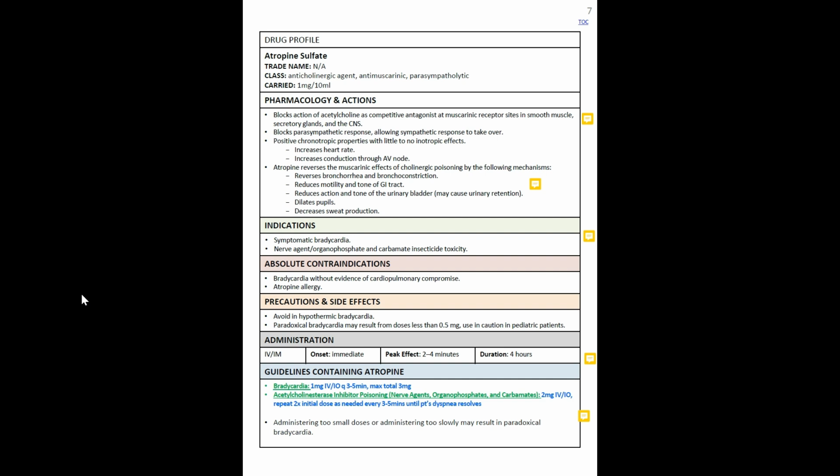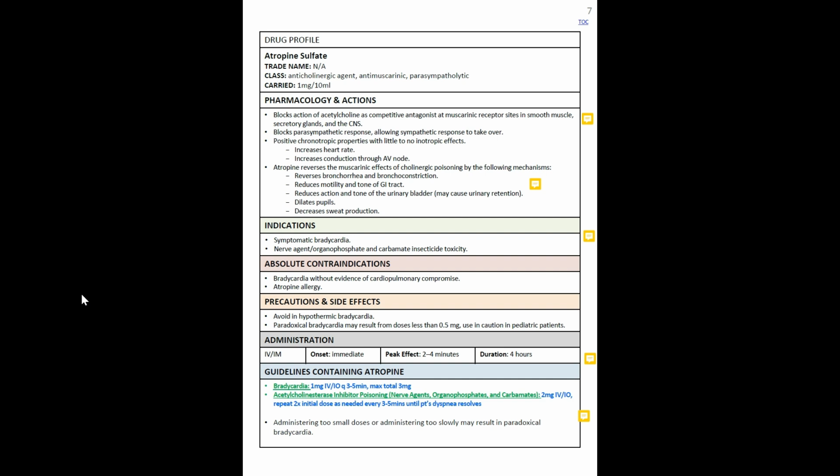when we give somebody atropine, we would expect the heart rate to increase, the AV nodal conduction to increase. Okay, and it reverses bronchorrhea, so that's secretions in the airway, and bronchoconstriction. Okay, it reduces motility and tone of the GI tract. It reduces the action and tone of the urinary bladder, and sometimes can cause urinary retention. It dilates the pupils, and it will decrease sweat production. So all of these things we would see when giving atropine.